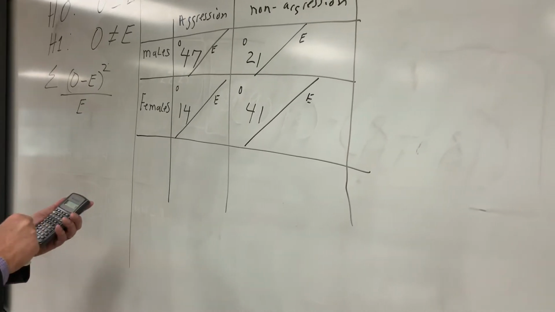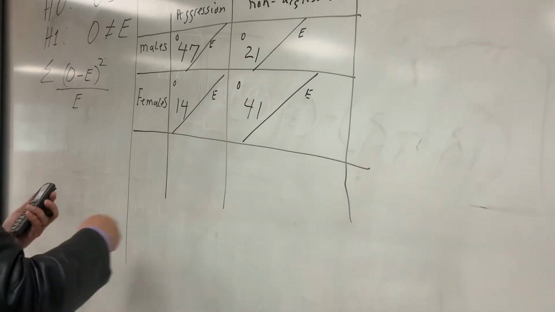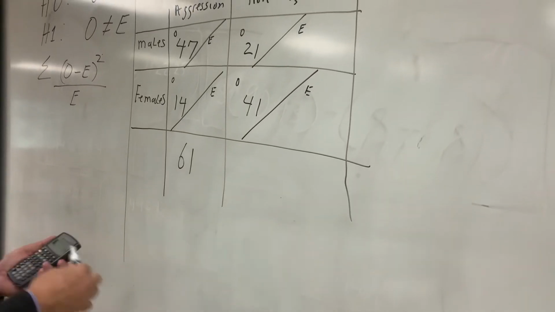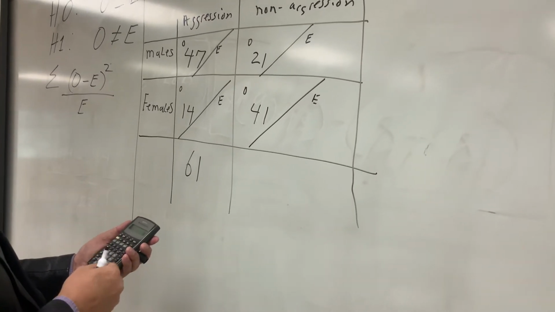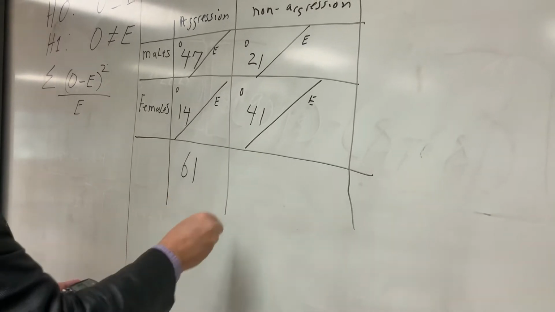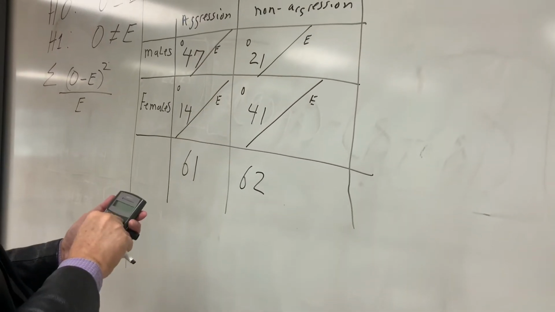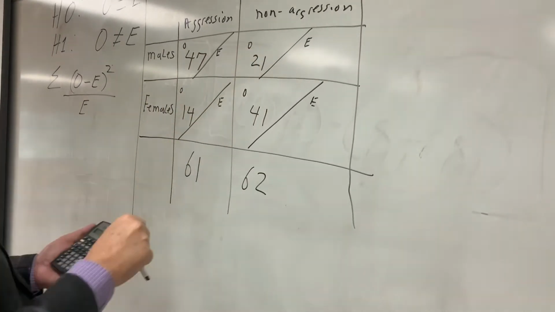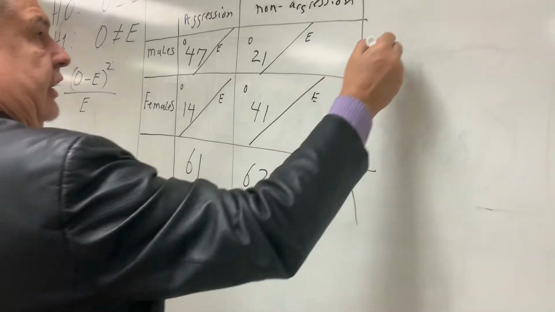So 47 plus 14 is equal to 61. So I have 61 people that I observed who are aggressive. Now I'm going to total up my non-aggressive observations. So I've got 41 plus 21, and that gives me 62. So I'm going to add these rows up now, and I've got 47 aggressions and 21 non-aggressions. 47 plus 21 is equal to 68.